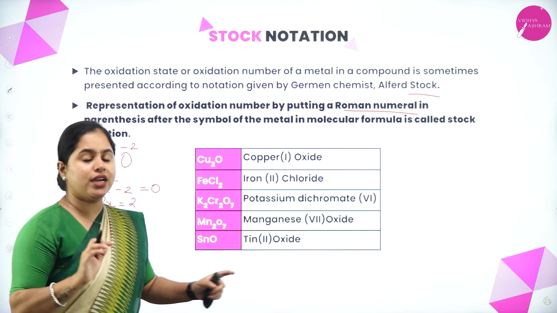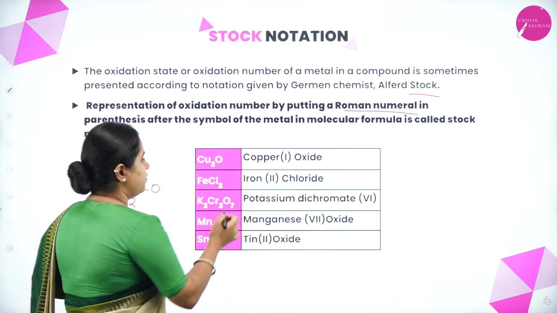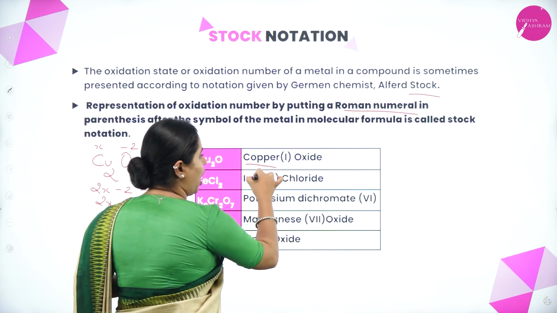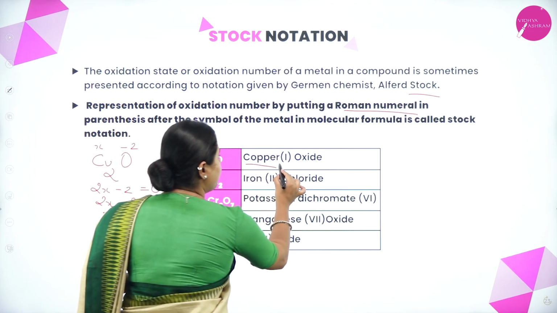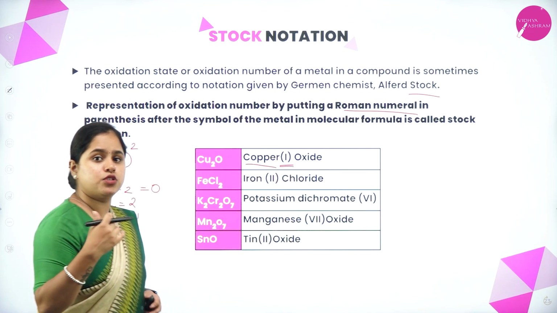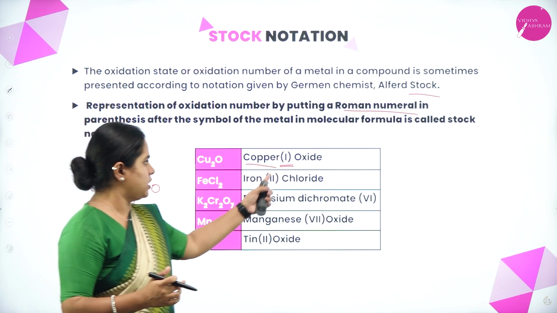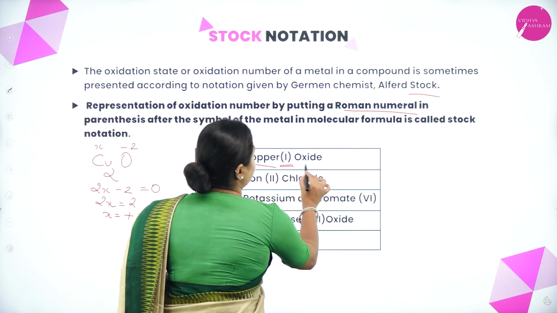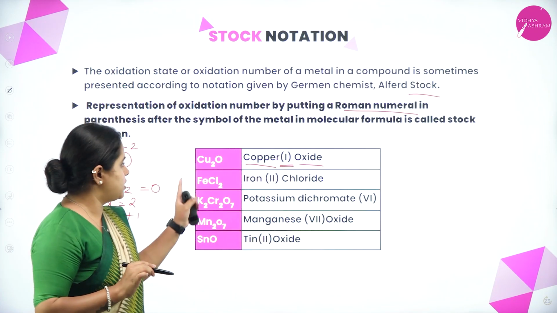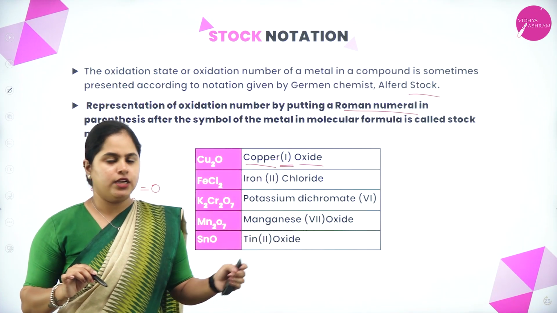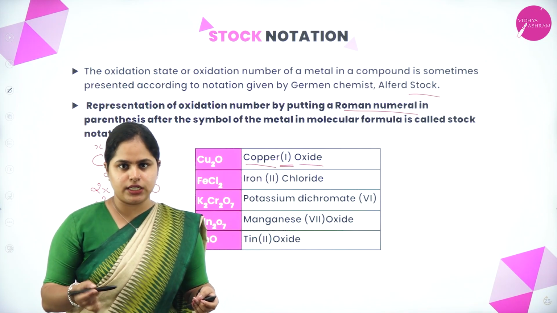So how are we going to write in terms of Stock notation? We write copper, right? So after writing the name of the metal, you mention the oxidation number in terms of Roman numerals, right? So this is how you mention I. And after that, you write oxide. So this is copper(I) oxide. So this I stands for the oxidation number, right?